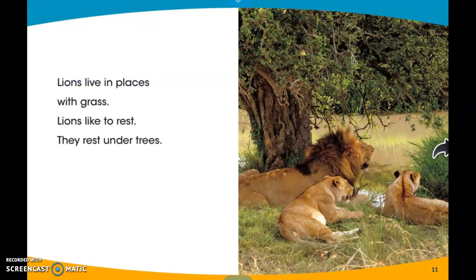Let's see. Okay, lions live in places with grass. Lions like to rest, and they rest under trees. So here we have an important fact that we need, that lions live in places with grass. They live in grasslands, and we'll need that for our report. So while I'm reading the book, I'm actually writing notes on a piece of paper to make sure that I have all the key information.